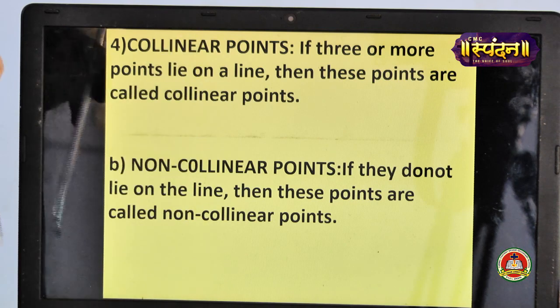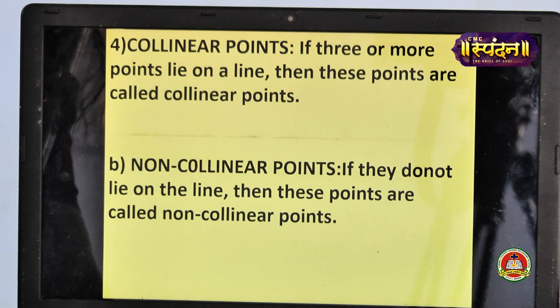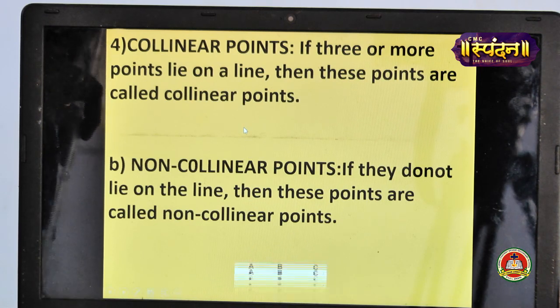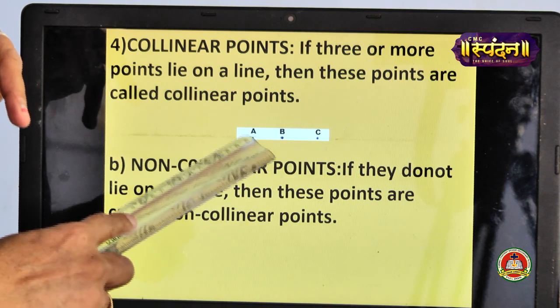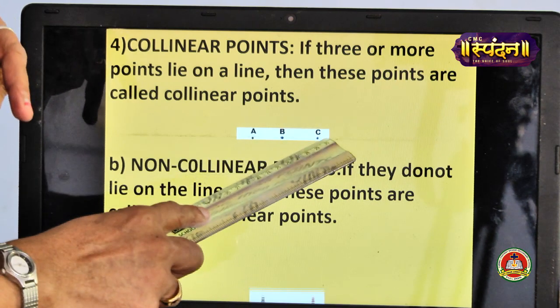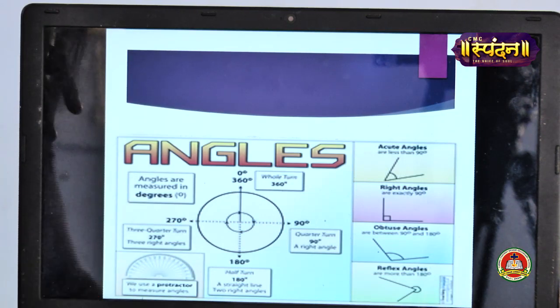Next, coming to collinear points. Just now I explained what are collinear points. Points which lie on the same line are called collinear points. See, here you have 3 points A, B and C. These 3 points are standing on the same line. So you call these 3 points collinear points.